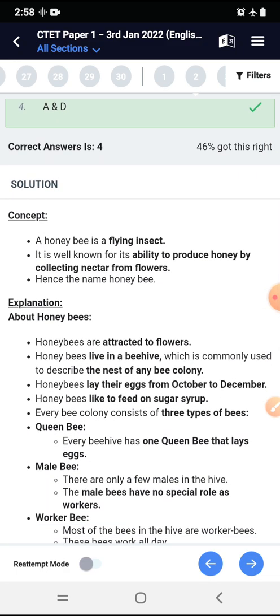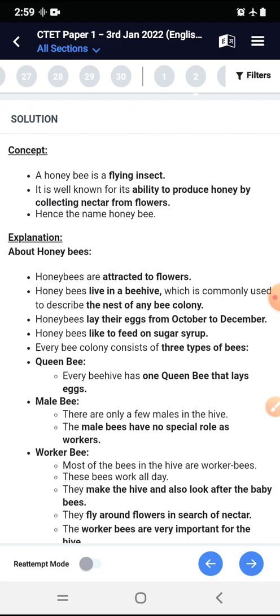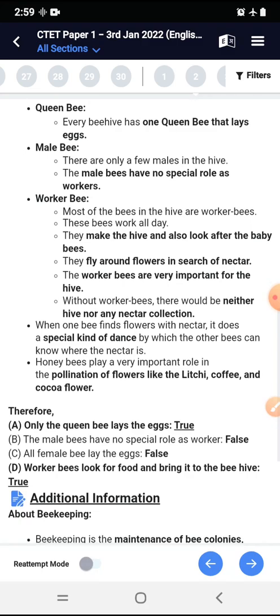Concept: a honeybee is a flying insect. It is known for its ability to produce honey by collecting nectar from flowers, hence the name honeybee. Honeybees are attracted to flowers. Honeybees live in a beehive, which is commonly used to describe the nest of any bee colony. Honeybees lay their eggs from October to December. Honeybees like to feed on sugar syrup. Every bee colony consists of 3 types of bees: queen bee, male bee, and worker bee.